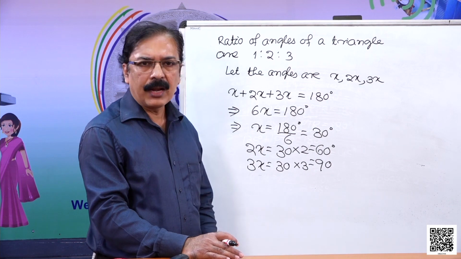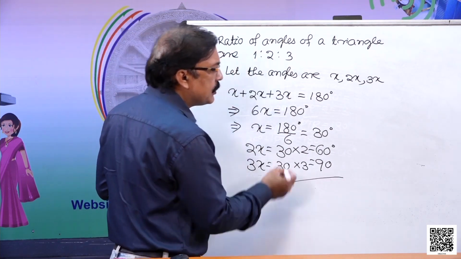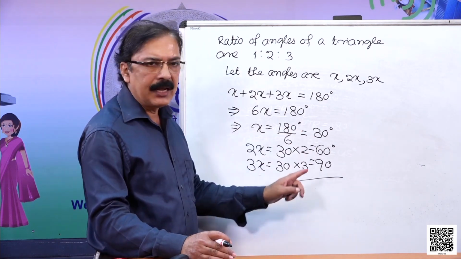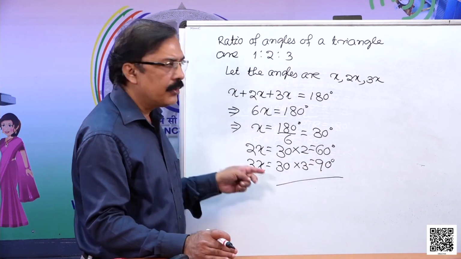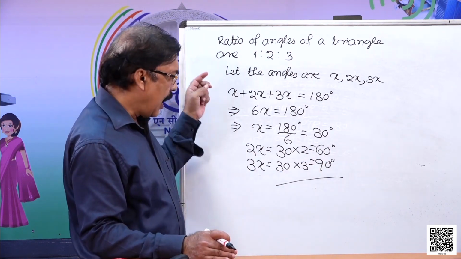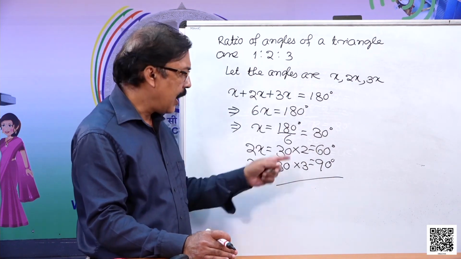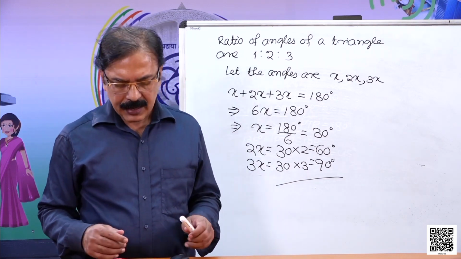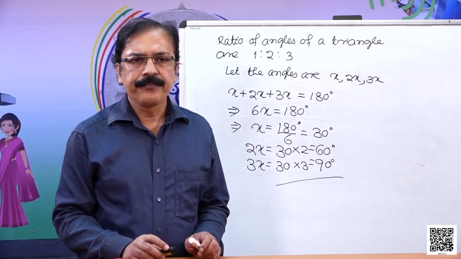Are these values correct? Let's verify. If we find the sum of this, will it be 180 degree? Yes. 30 plus 60, 90, and 90 plus 90 is 180 degree. So this shows that the angles of the triangle with such condition are 30 degree, 60 degree, and 90 degree. Let's have a look at another problem.